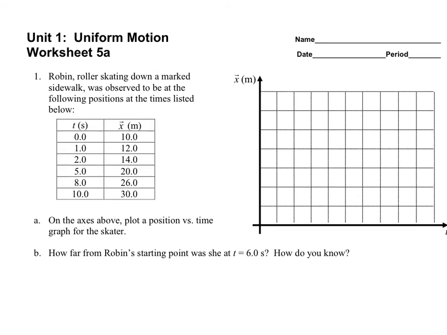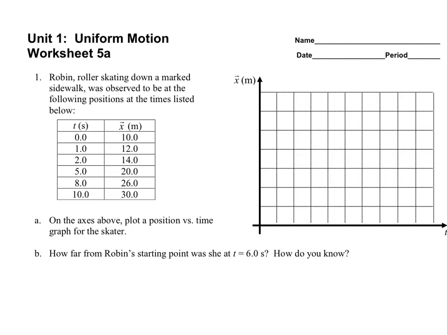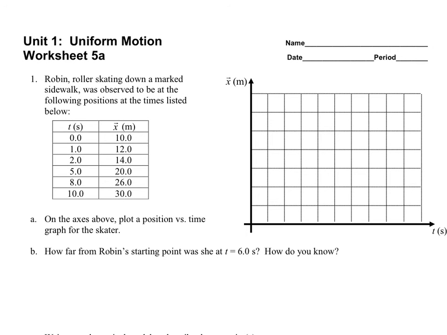And we're going to do the first bit together because it's got a few things that we didn't really talk about so far in the video. So to start with, we'll read the question. It says, Robin, roller skating down a marked sidewalk, was observed to be at the following positions at the times listed below. On the axes above, plot a position versus time graph for the skater. So we're going to plot these points. Now, if you don't know how to plot points, that's okay. We'll figure it out together.